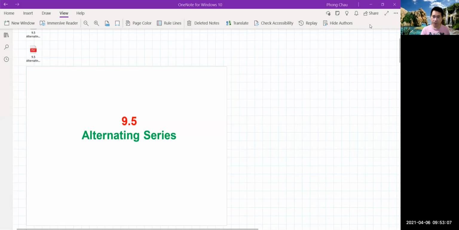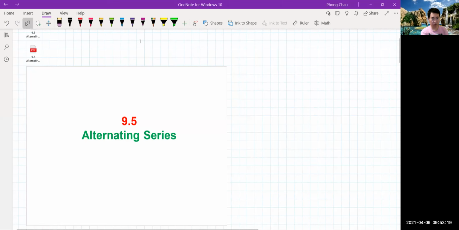This is section 9.5, alternating series. Now let's recall, we have learned several tests to determine whether a series converges or diverges. Now, in this section, we will learn another type of series, so we can determine whether it converges or not quickly. This is called the alternating series.